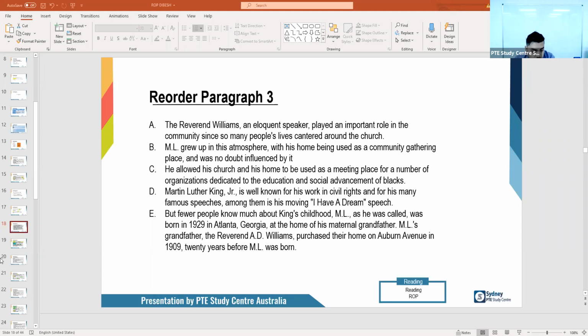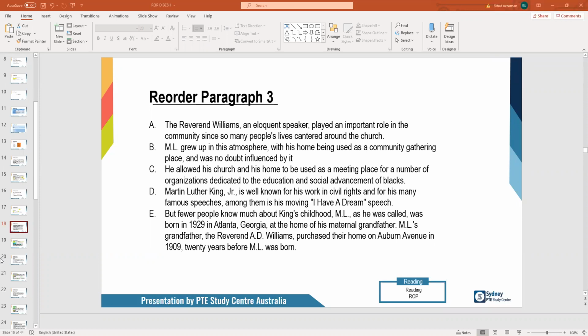It's talking about his birth in Atlanta, Georgia, at the home of his maternal grandfather. Good job. Third would be A, because it's talking about the grandfather as well. Amazing. That's absolutely correct. That's called the word clue. In your second sentence, his grandfather was introduced, the Reverend A.D. Williams. And there is another sentence which is talking about the Reverend Williams. So that is the word clue that shows the relationship between two sentences. That's why you've got D, E, and A together. Good job. And go on.